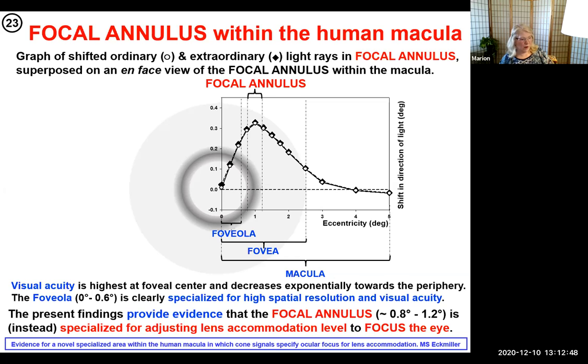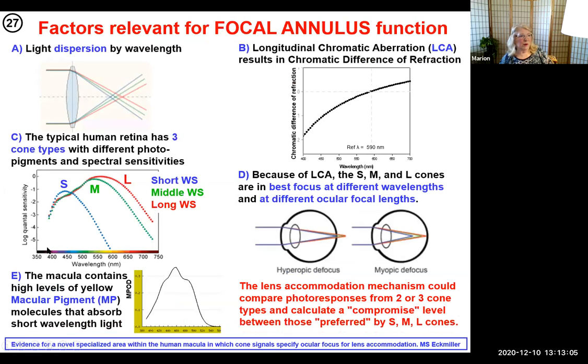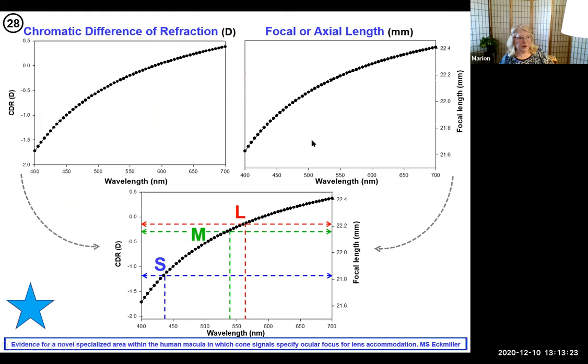So these findings provide evidence that the focal annulus is not specialized for spatial resolution and visual acuity, but is instead specialized for adjusting the lens accommodation level to focus the eye. So what factors are relevant for this function of this focal annulus? Light dispersion according to wavelength, longitudinal chromatic aberration, which results in the chromatic difference of refraction in the eye, which varies with wavelength.